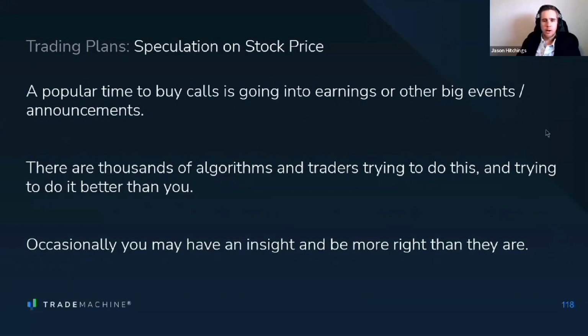A lot of people will buy calls going into earnings events. This can be done, but just understand that there's thousands of algorithms and prop shops and hedge funds and traders trying to do the same thing. And whoever is selling you that option is selling it to you because they think they're selling it to you for more than it's worth and that it's unlikely to come about. So you need to have a lot of conviction and have some kind of insight that the market doesn't if you are going to speculate that way.